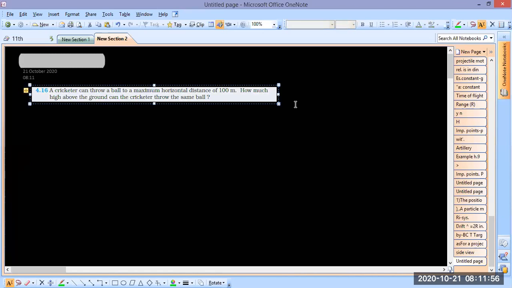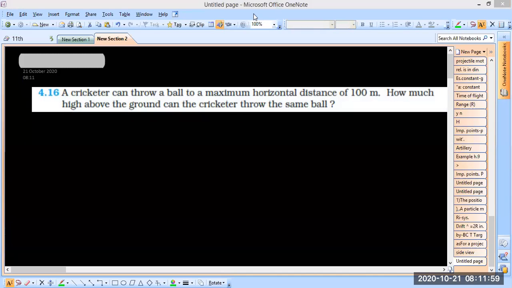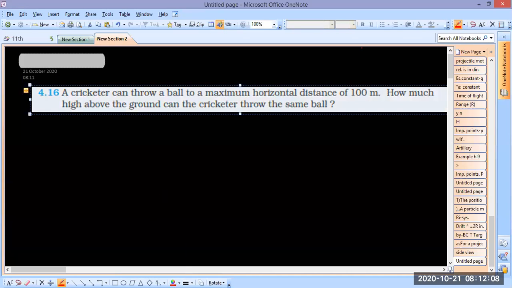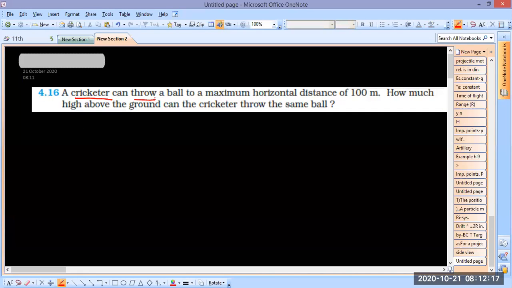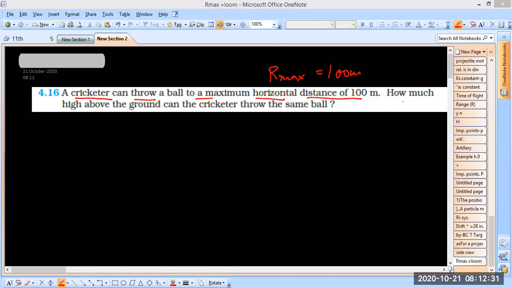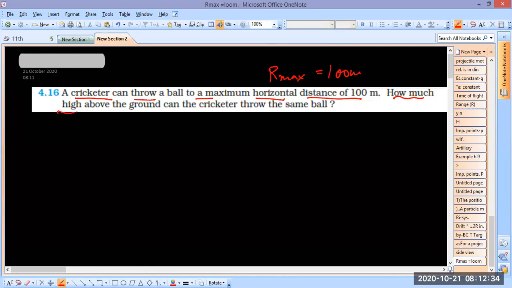Different answers are coming, right? So I'm going to ask you some basic questions first. Yes, Neil. It is given that a cricketer can throw a ball to a maximum horizontal distance. So this is R max, right? It is given. Now the question is, how high above the ground can the cricketer throw the same ball?